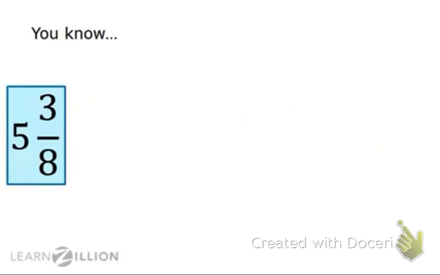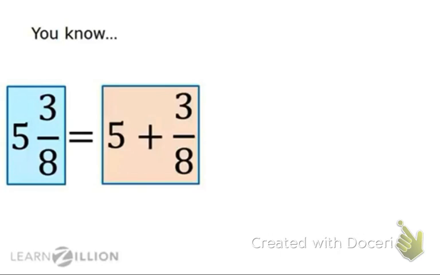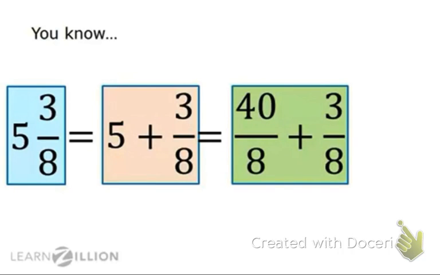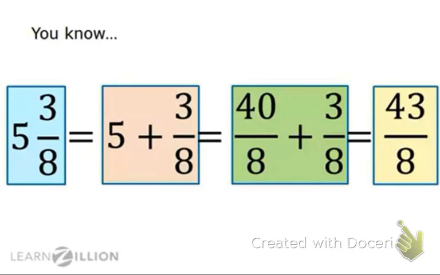You know that a whole number and the fractional part of a mixed number can be regrouped to create an improper fraction. For example, 5 and 3/8, the 5 can be regrouped. We'll take the 5 and create 40/8ths, along with the 3/8 that were already there. Altogether, the 40/8 plus the 3/8 create 43/8.